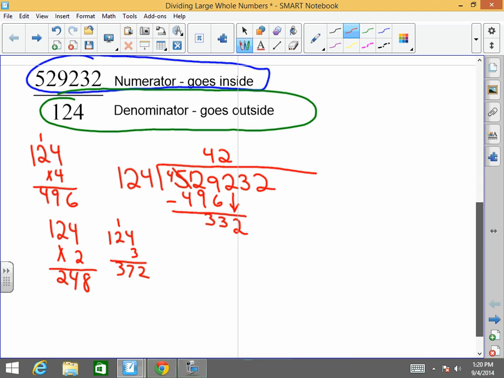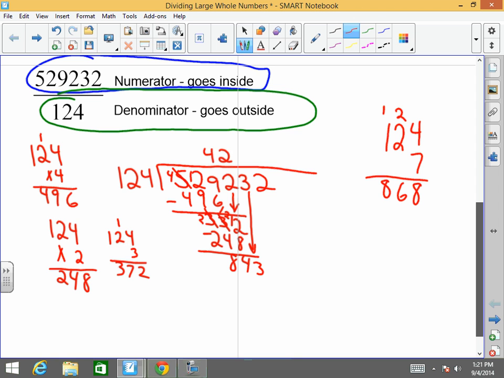Notice I put the 2 in the next slot, right above the 2. So that's going to be 248. Be neat. Drop down the 3, gentlemen. I'm going to borrow 1 from the 3, making that a 2, making this a 12. So that's a 4. 12 minus 4 is 8. How many times do you think, gentlemen, 124 can go into 843? 7? Okay, that's going to be a little too high, but let's check it. 8, 2, 6, 1. That's 868, a little too high.